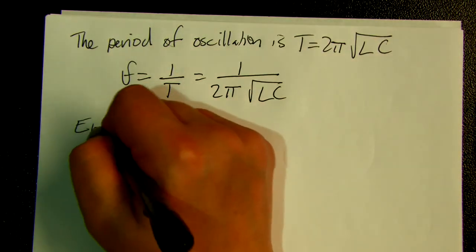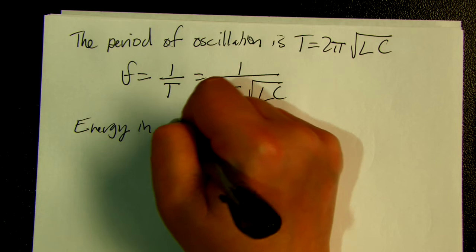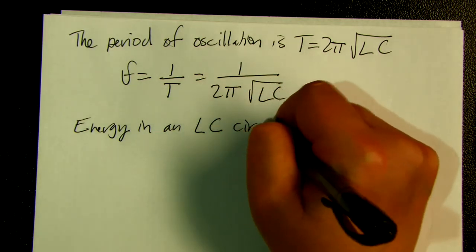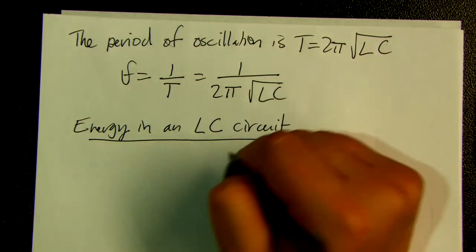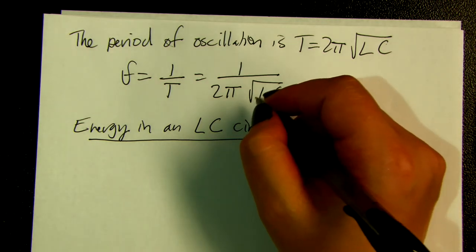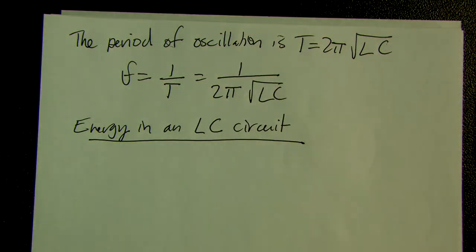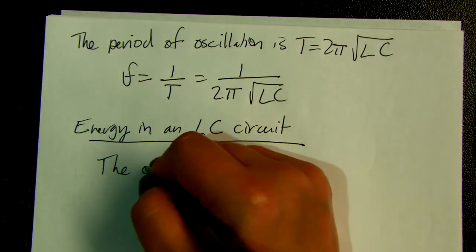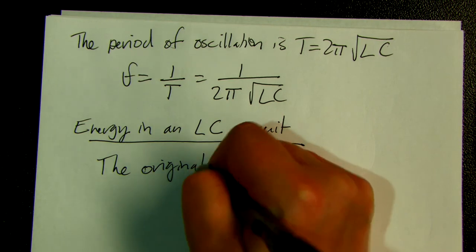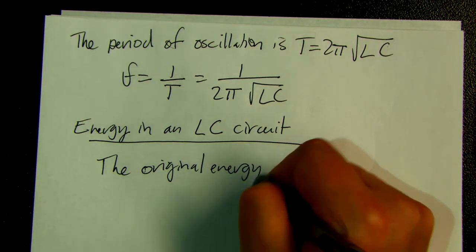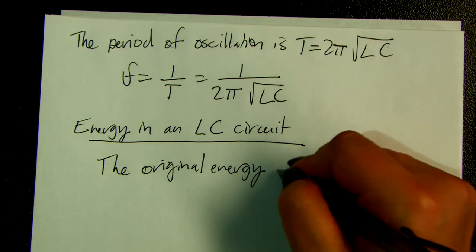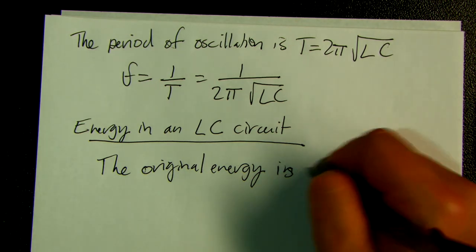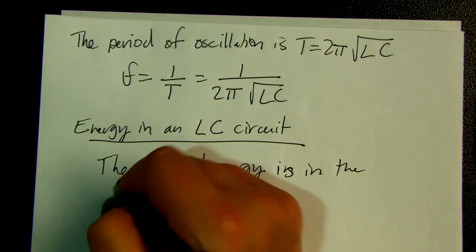So energy in an LC circuit. I kind of hinted at this before. Another way to look at LC circuits is to look at it in terms of where the energy is stored. So the original energy, the OG energy in an LC circuit, is in the capacitor.